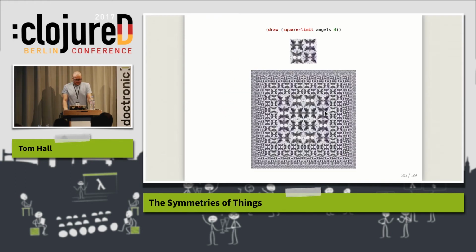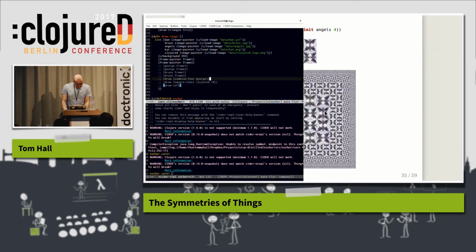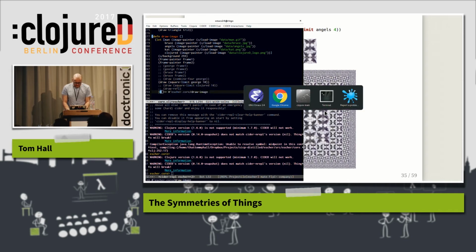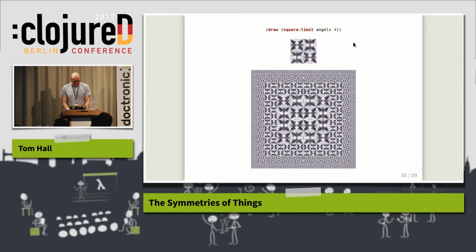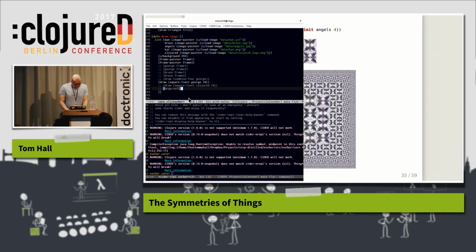So if we can do that, then where we had the square limit before of, I forgot to do the square limit of George. So let's see this. So we can do the square limit of, it's just slow. I gave up too soon.